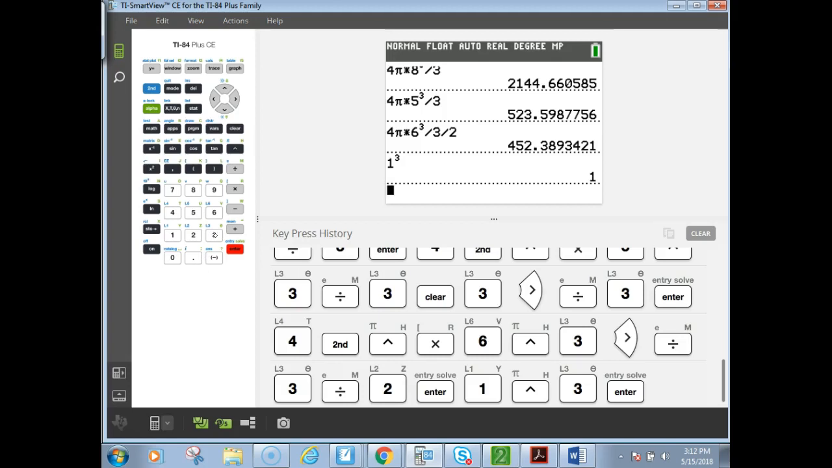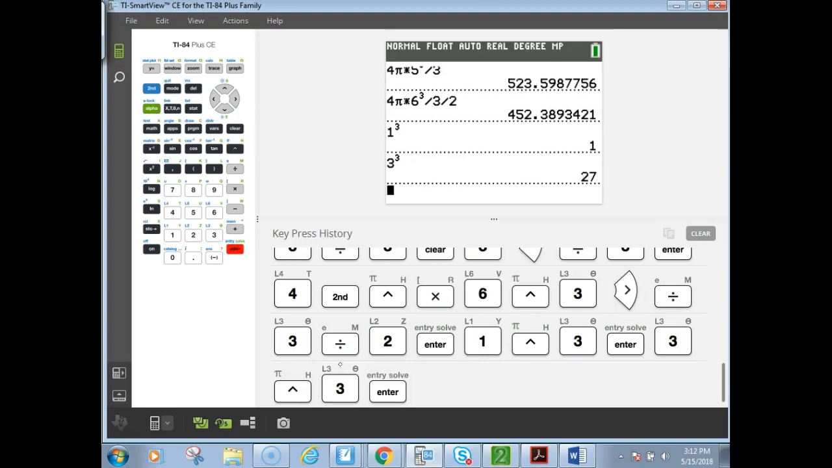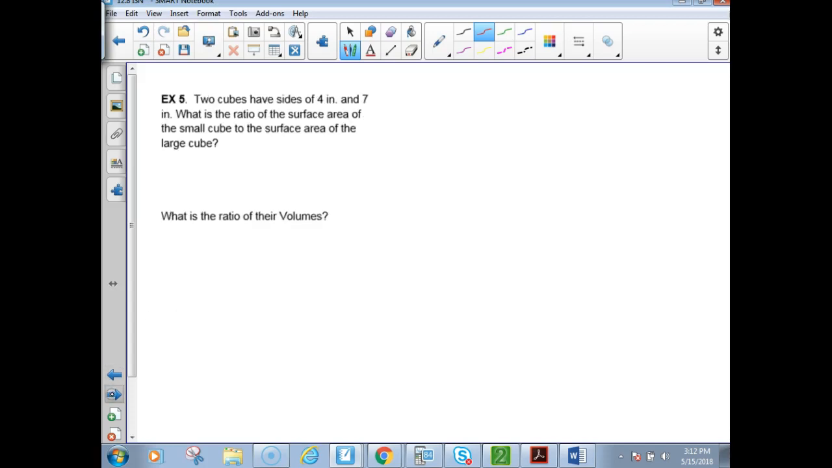What was the other number now? I forgot. Is it 3? 3 to the 3rd is 27 because it's 3 times 3 times 3. Okay, so we got 1/27, and that's the ratio of the volumes. The numbers go up pretty big.